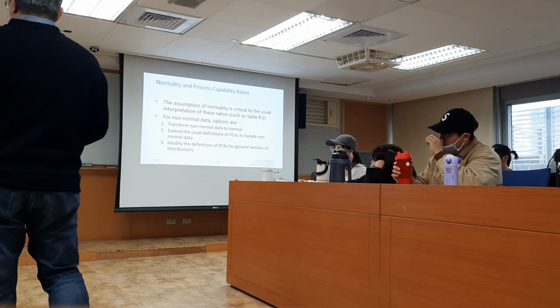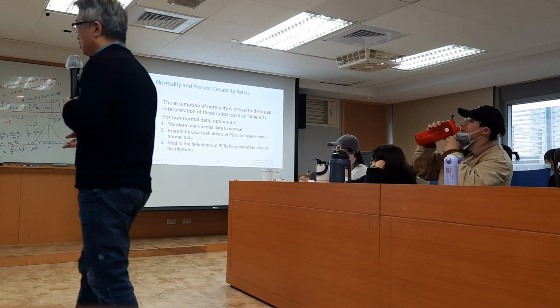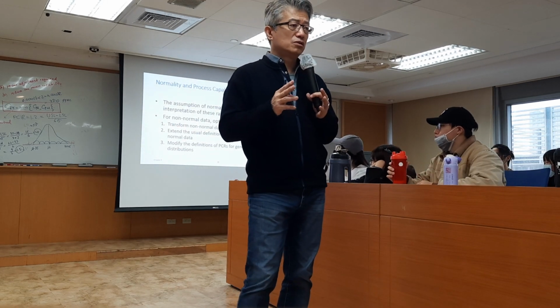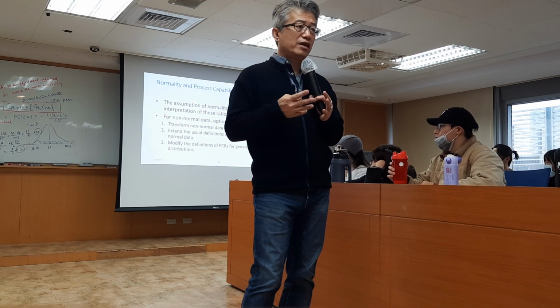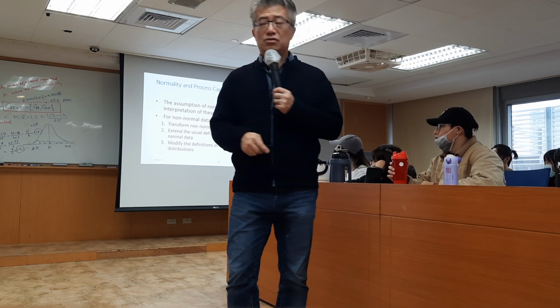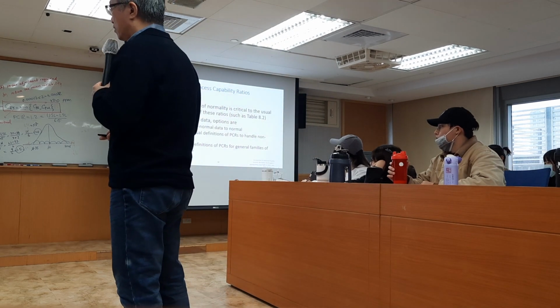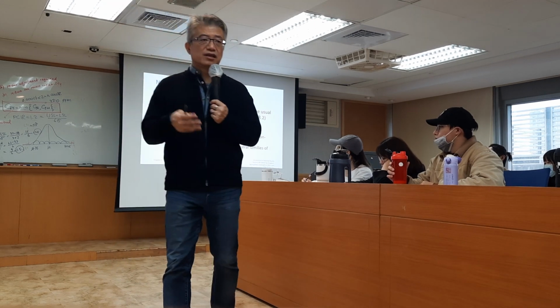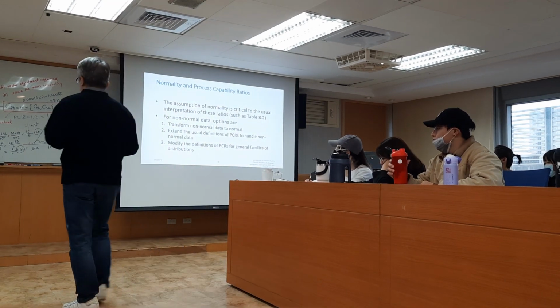Normality and process capability ratio. The assumption of normality is critical to the usual interpretation of this ratio. So typically, we wish the data to approximately follow the normal distribution. Second, for non-normal data, the option is to transform the non-normal data to normal. So take what we call the Box-Cox transformation.